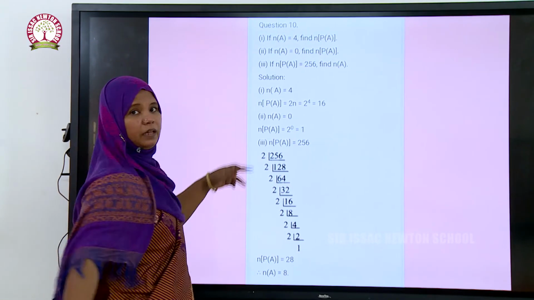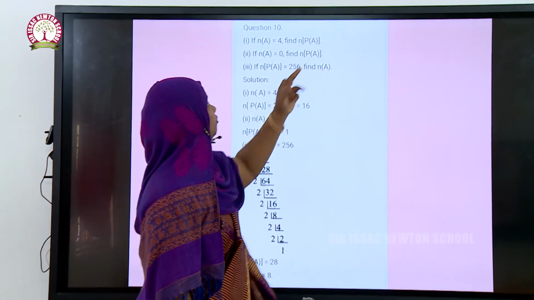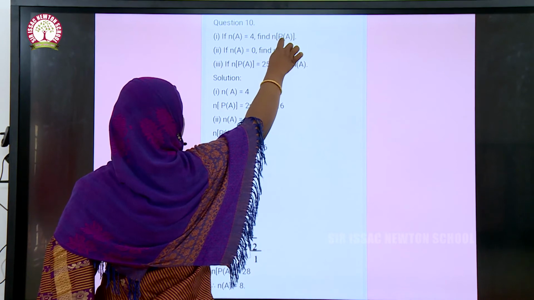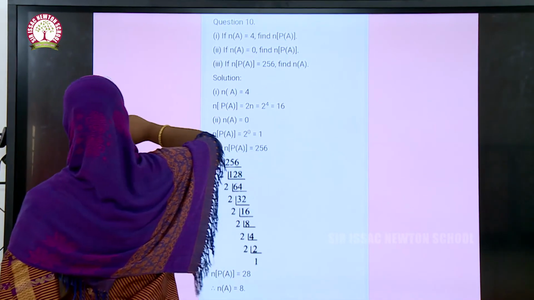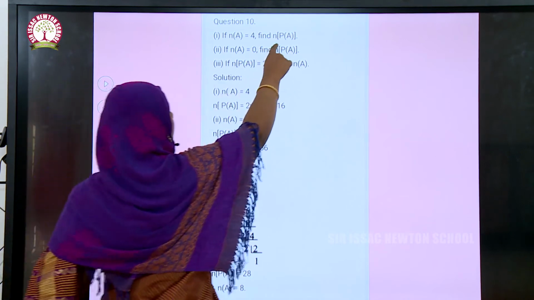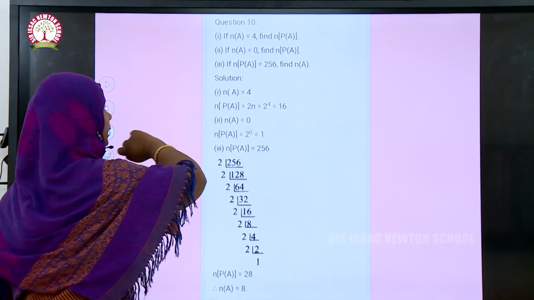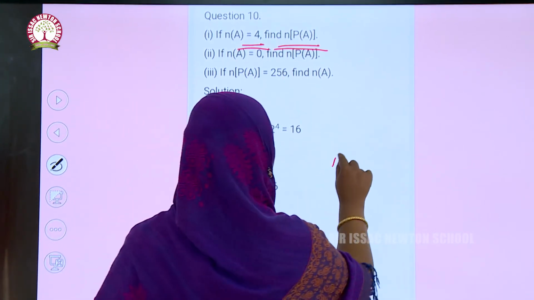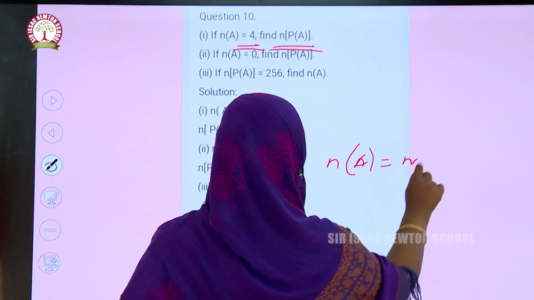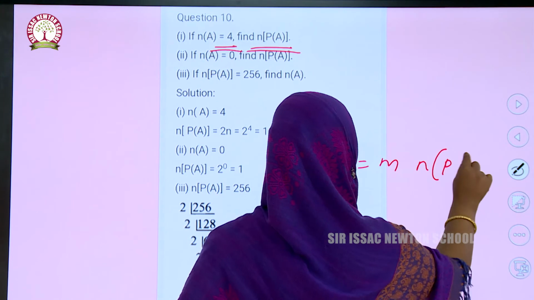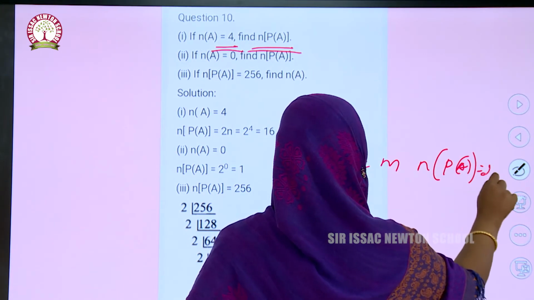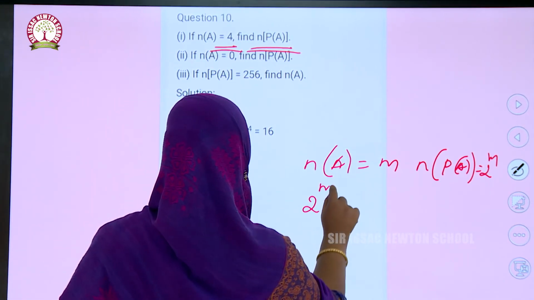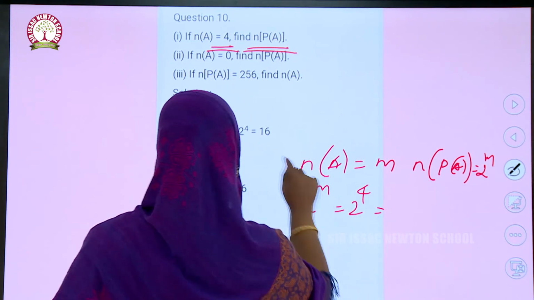Question number 10. If n of A is equal to 4, find n of P of A. Here n of A is equal to 4. How do we find n of P of A? It is the cardinal number of the power set of A. If we know n of A, we can easily find n of P of A, is it not? If n of A is m, then n of P of A is 2 power m. Therefore, here n of A is 4, so 2 power 4 is equal to 16.